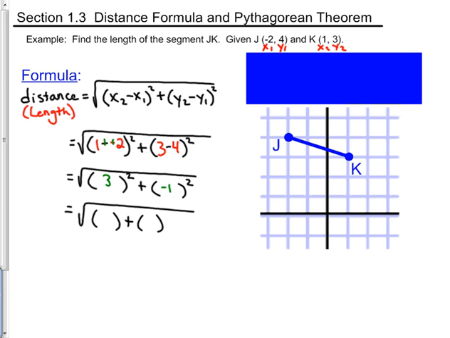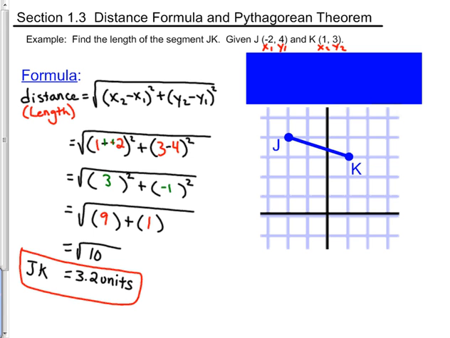The next thing we're going to do is actually square. 3 squared turns into 9. Negative 1 squared: remember, negative 1 times negative 1 is a positive 1. We still have the big square root symbol. The next thing we have to do is add 9 plus 1 to get 10. And then we're going to use our calculator for right now, and round to the nearest tenth. In this case, we have 3.2 units, and our segment JK has a distance of 3.2 units.